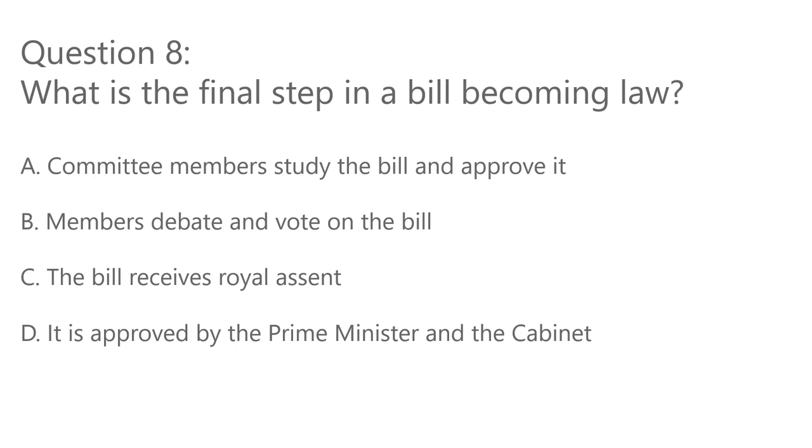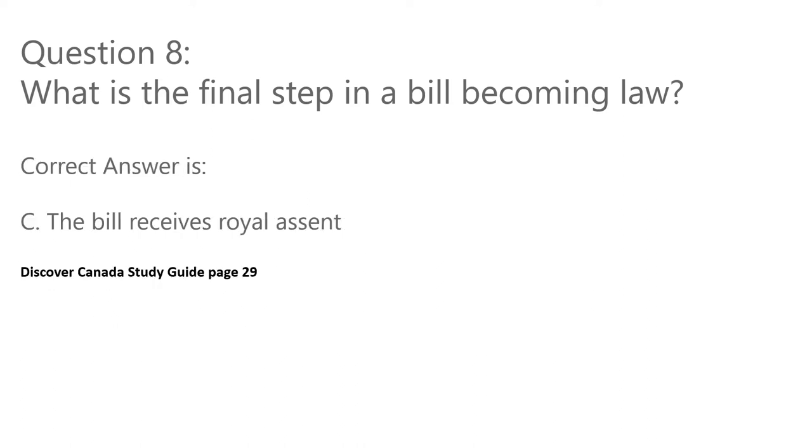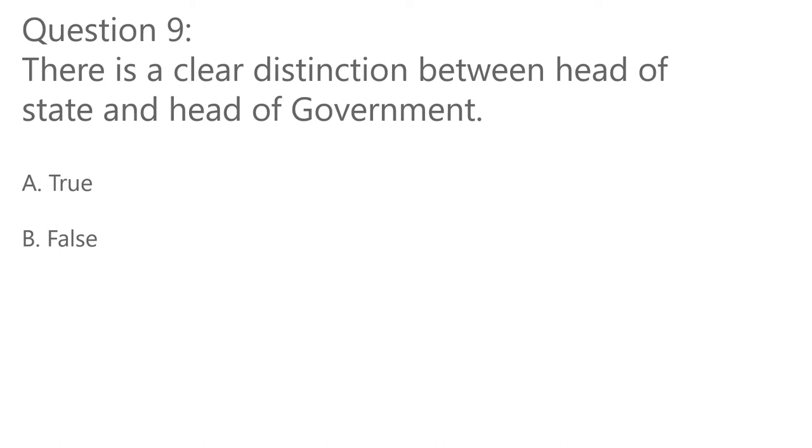Question 8. What is the final step in a bill becoming law? A. Committee members study the bill and approve it. B. Members debate and vote on the bill. C. The bill receives royal assent. D. It is approved by the Prime Minister and the Cabinet. Correct answer is C. The bill receives royal assent. Discover Canada Study Guide, page 29.